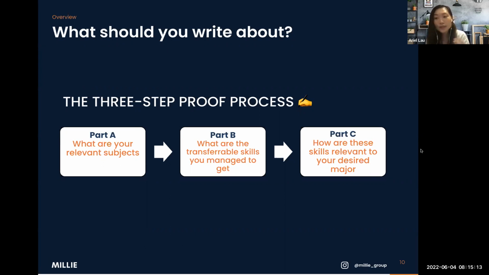So you need to show me the direct linkage between the transferable skills and also your desired major. Once again, identify the relevant subjects and then identify the transferable skills that you manage to get from these subjects. A lot of people actually skip part two and just say, oh, this is my relevant subject. I study math at school. That's why I can do engineering in university. I don't see a particular linkage in the middle. So you have to tell me exactly what skills you manage to get from the subject and how they are relevant to your chosen major.